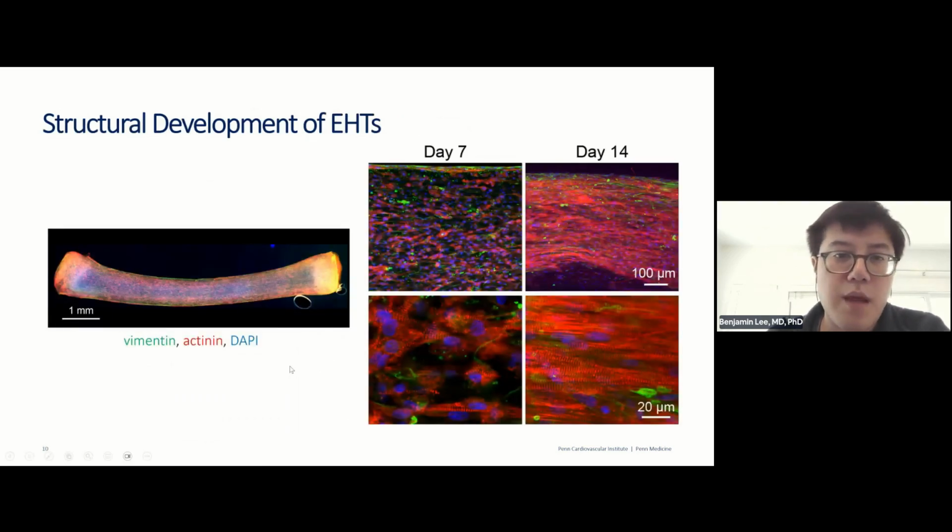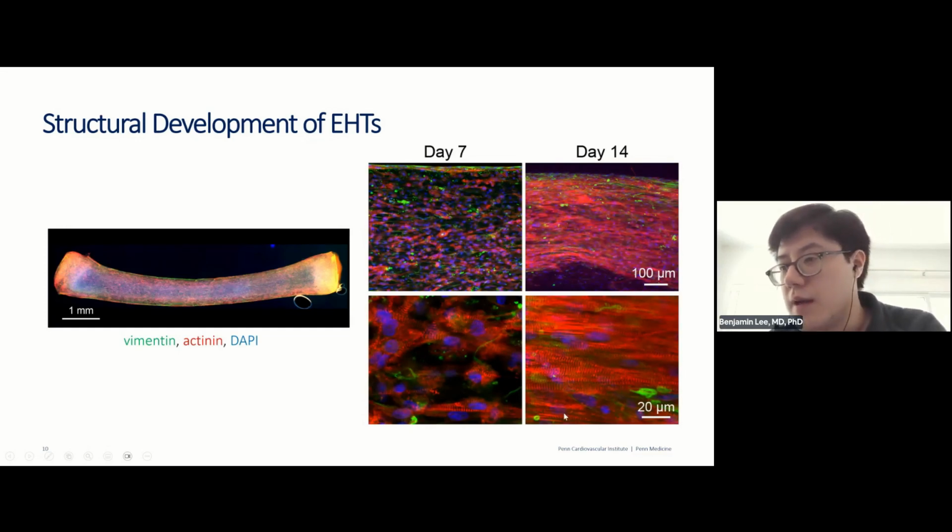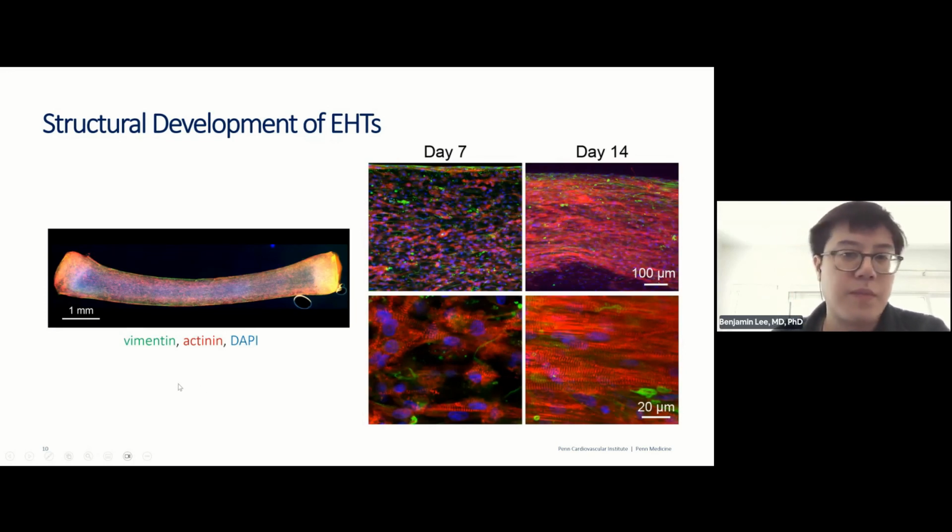The tissues that we make are highly developed. While at 7 days the sarcomeric pattern is less developed, by 14 days of culture we get highly aligned parallel sarcomeres in these elongated cells. And the green here just shows the interspersion of fibroblasts that we have in our model system.